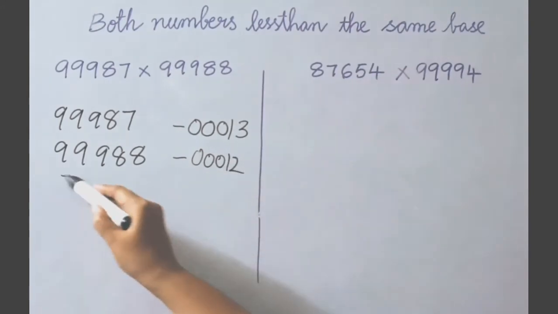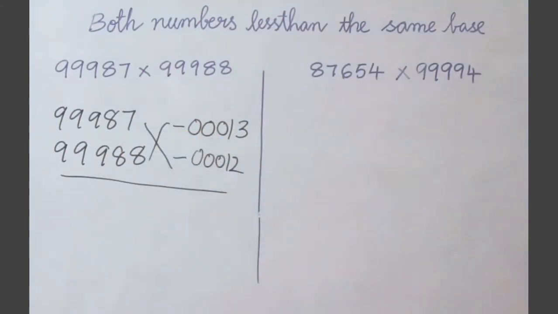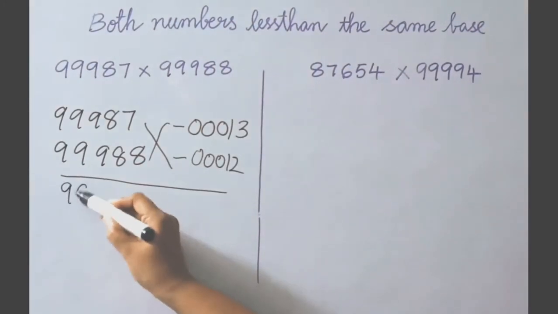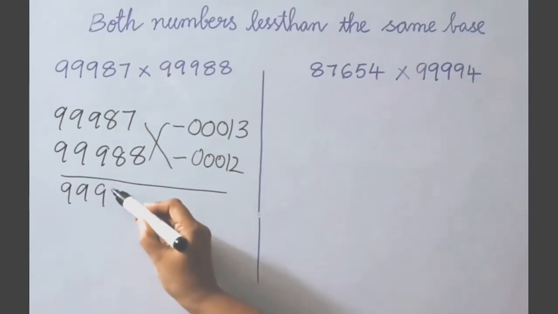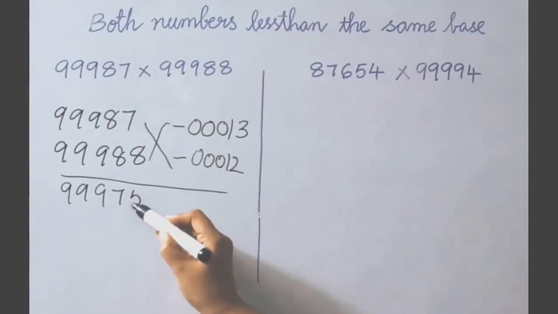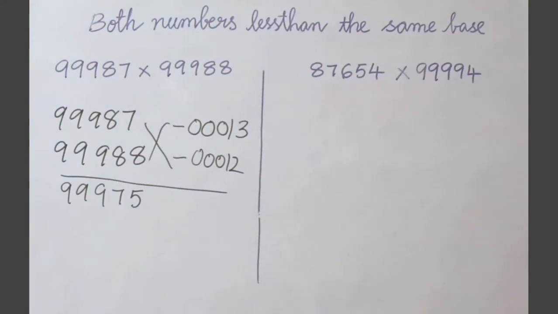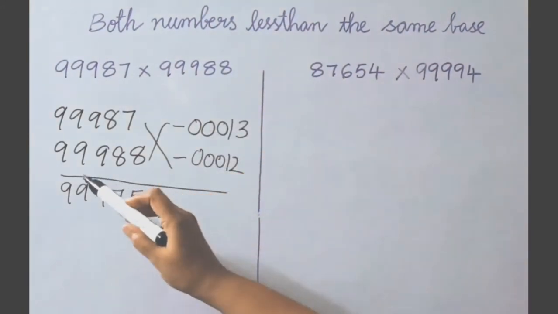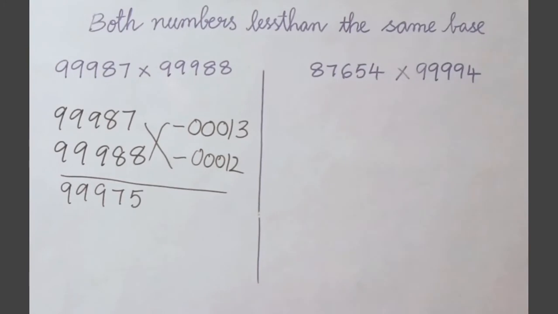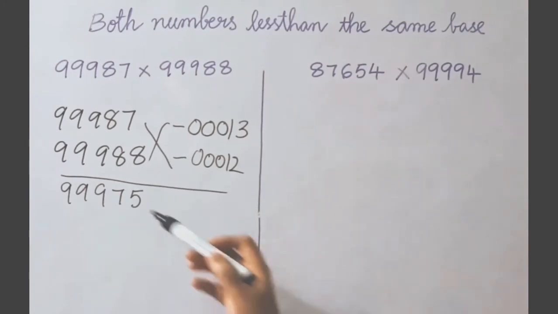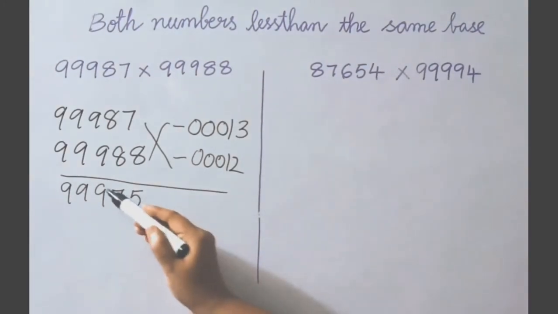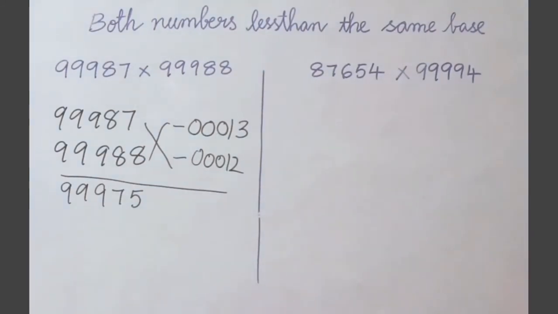So our first step is cross subtraction. 99,987 minus 12 is 99,975. Or subtract in this way also, 99,988 minus 13, then also we get the answer 99,975. That is the first part of the answer.